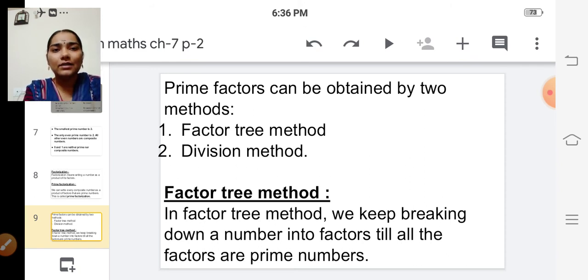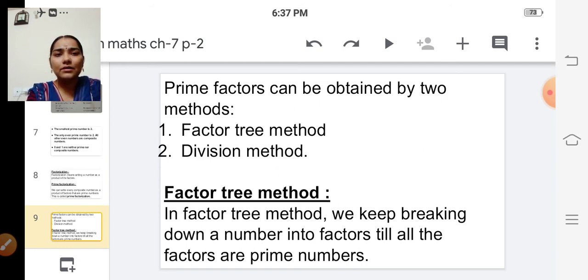Prime factors can be obtained by 2 methods. One is factor tree method, another one is division method. So there are two methods to find out the prime factors of a given number. What are the two methods? Factor tree method, another one is division method. So first let's learn about factor tree method.